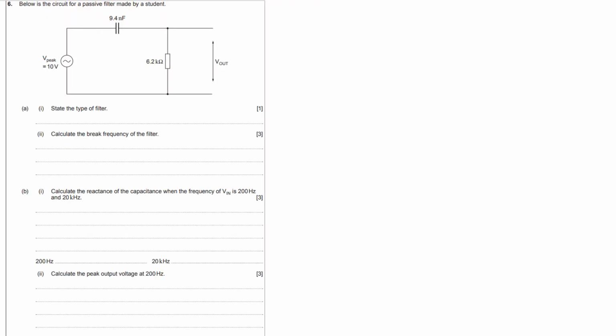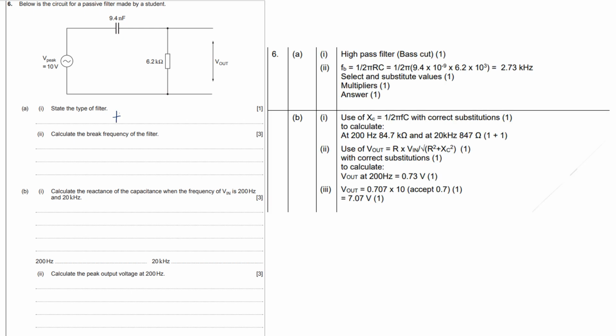Okay, we've recently done this, dead easy stuff, isn't it? Type of filter: low frequencies can't get through that capacitor, can they? High ones can. So it's a high pass filter, isn't it? A high pass filter. Okay, it's on there.